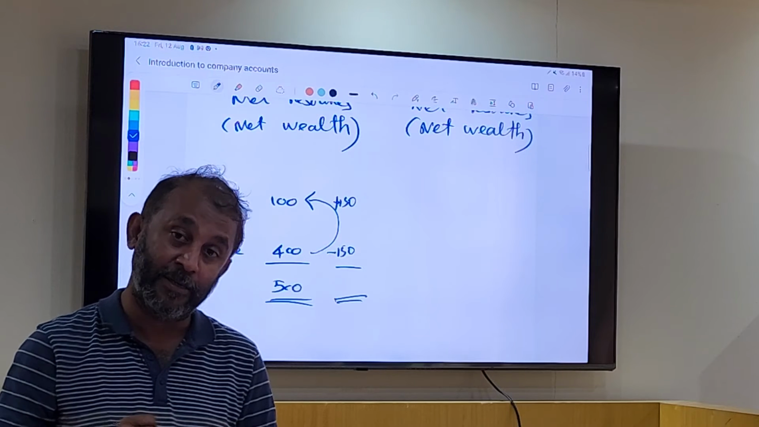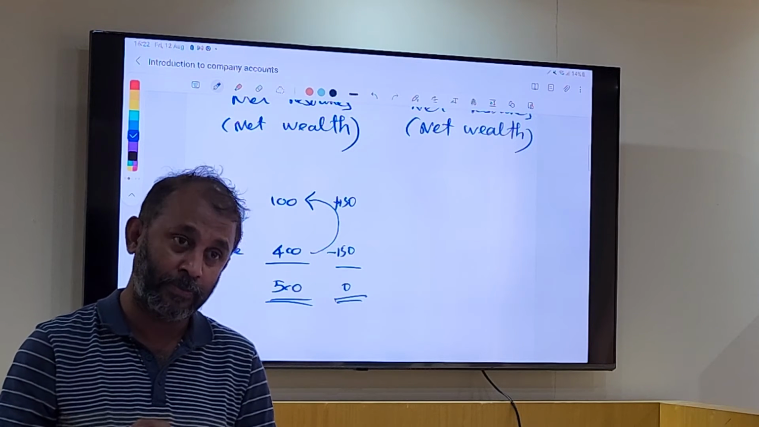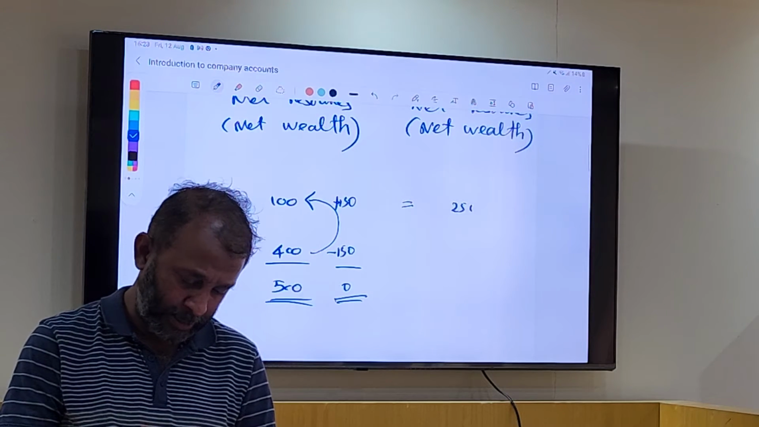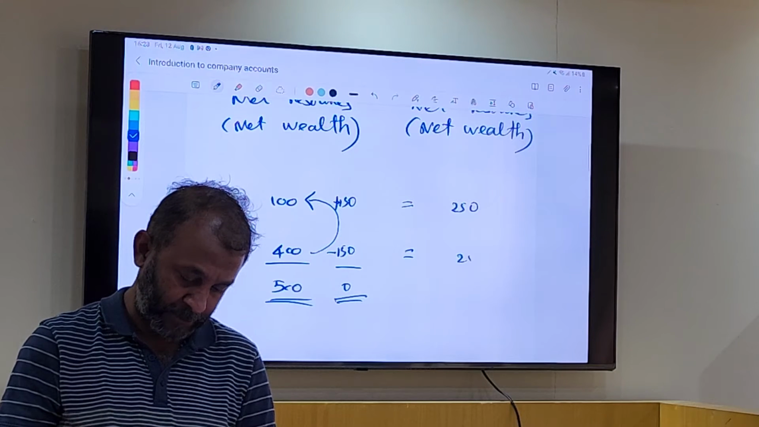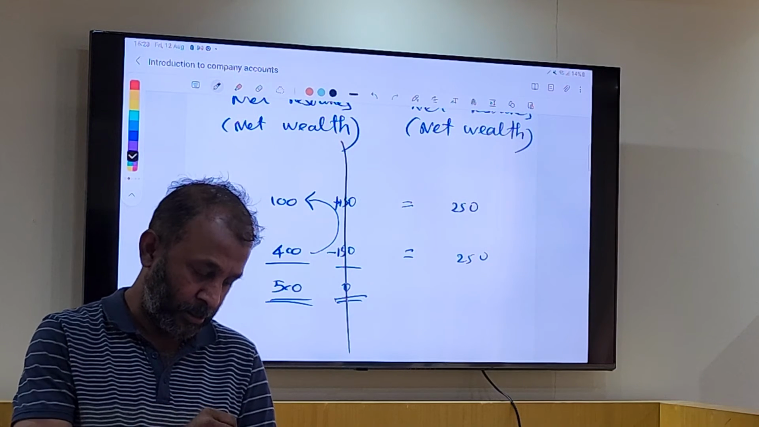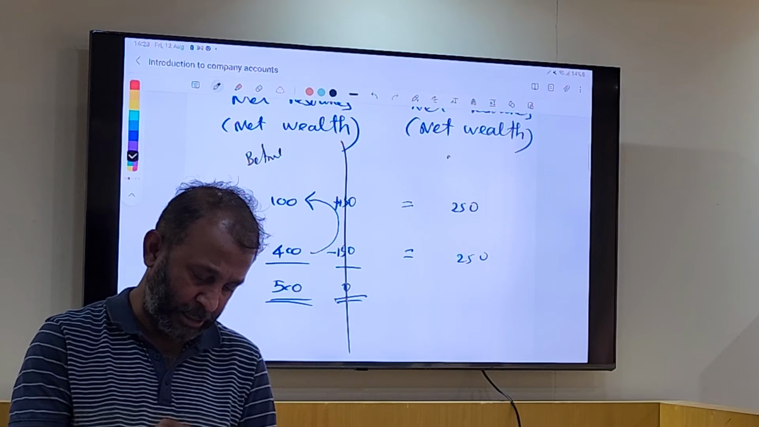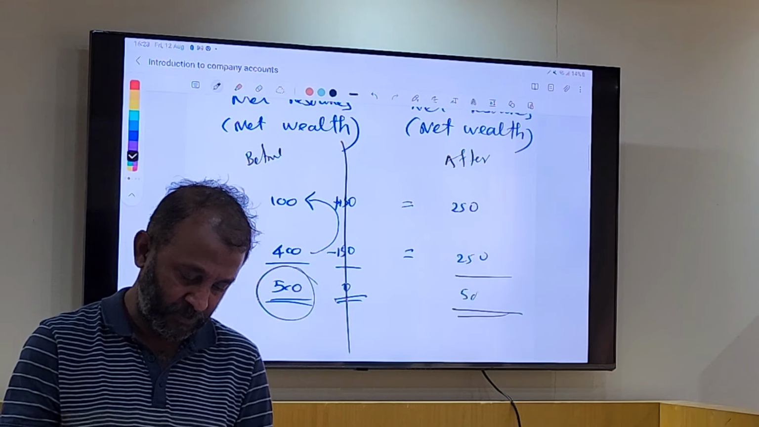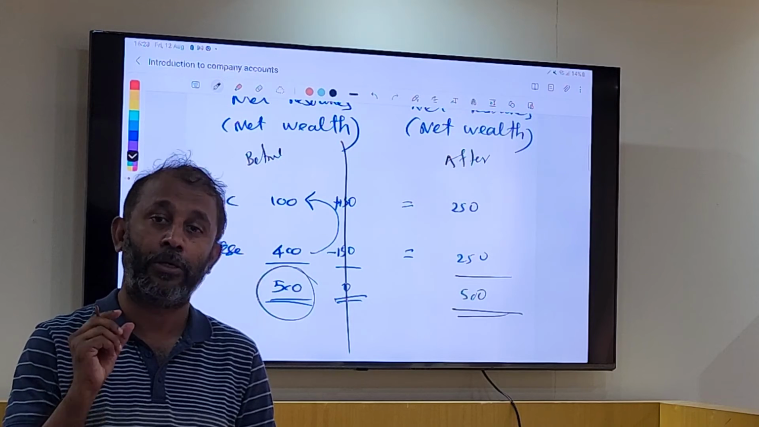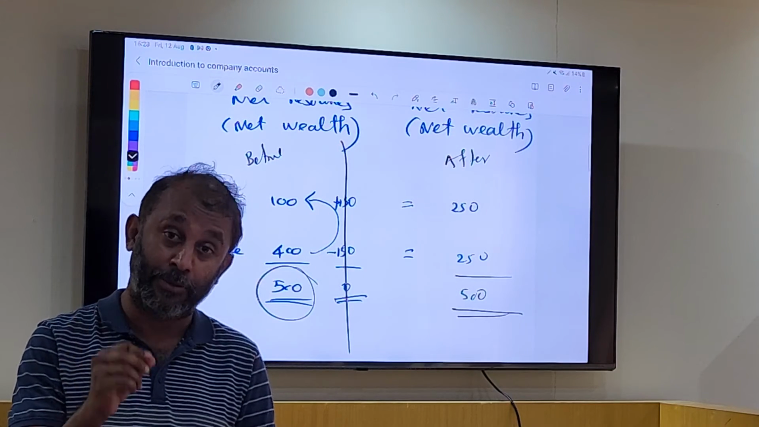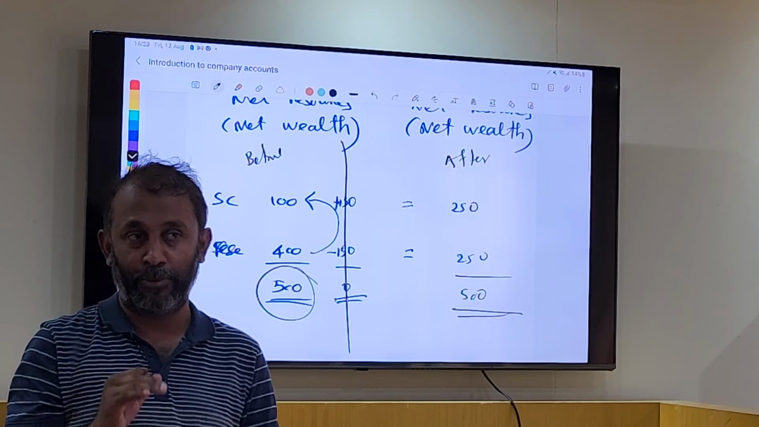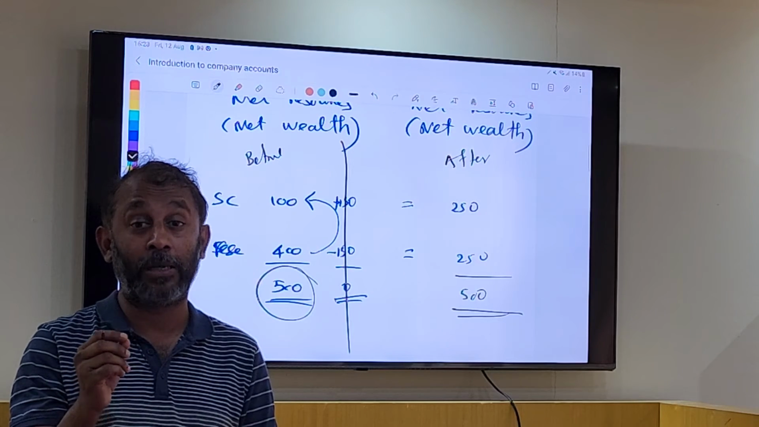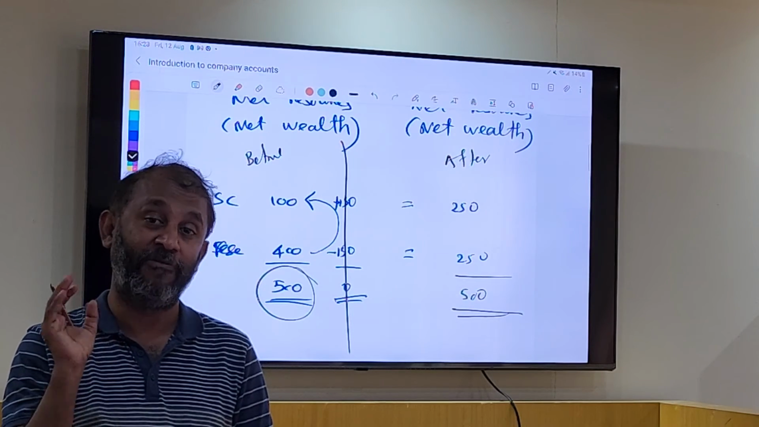What is the net movement here? Net movement is 0, no? But how much is the share capital now? 250. Reserves? So this is before and this is after. Total is still 500. So in a bonus issue, we capitalize the reserves and transfer that to the shareholder without taking or paying any cash or any changes to our net benefit.